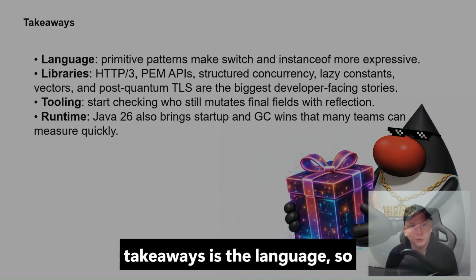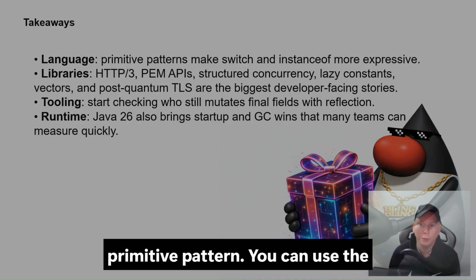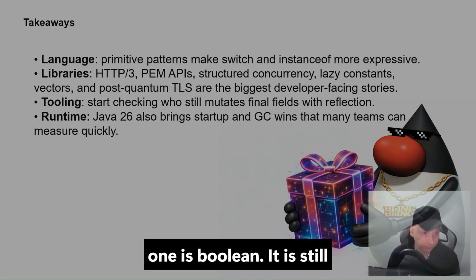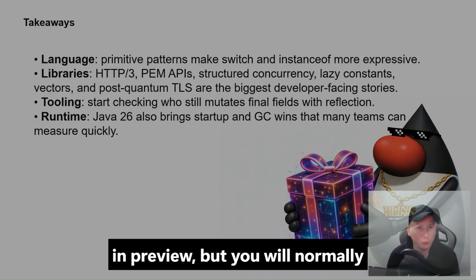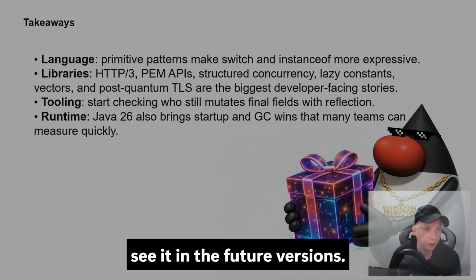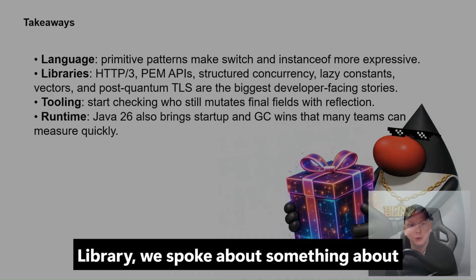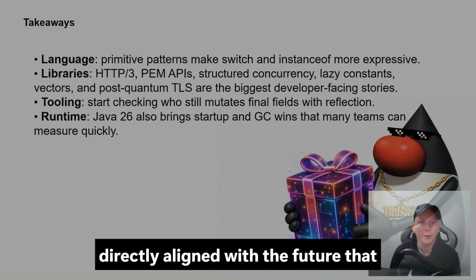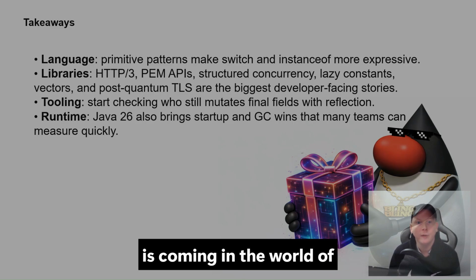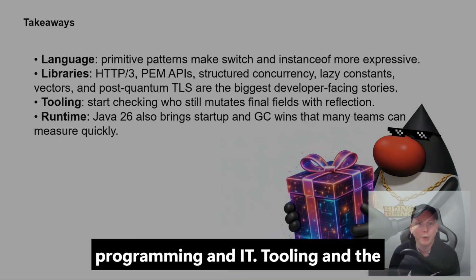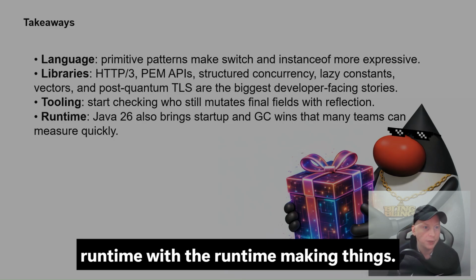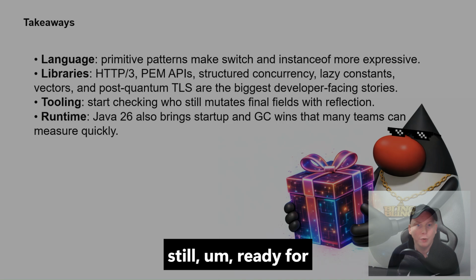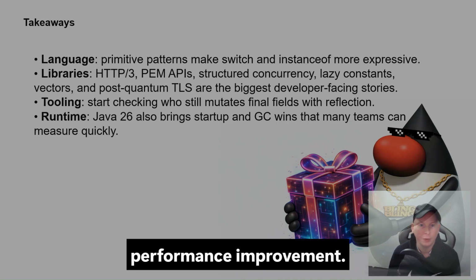So the takeaways. The language: primitive patterns, you can use float, double, long, and the last one is boolean. It is still in preview, but you will normally see it in future versions. Library, we spoke about concurrency, security, quantum computing. So there is very interesting stuff directly aligned with the future that is coming in the world of programming and IT. Tooling and runtime, with runtime making things easier and still ready for performance improvement.